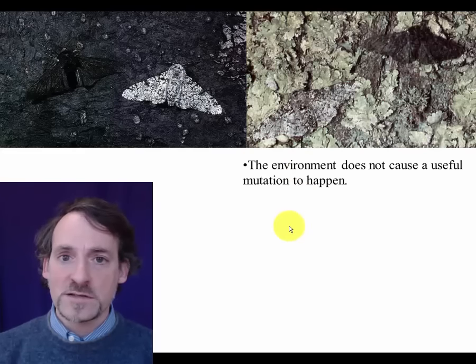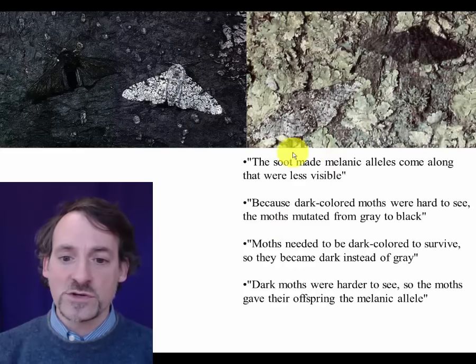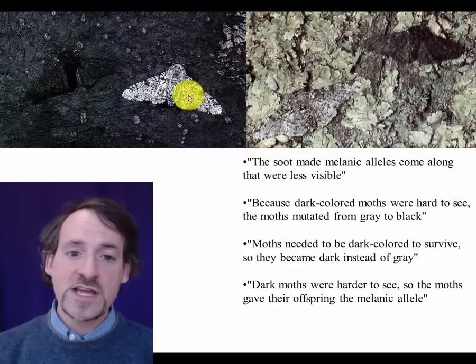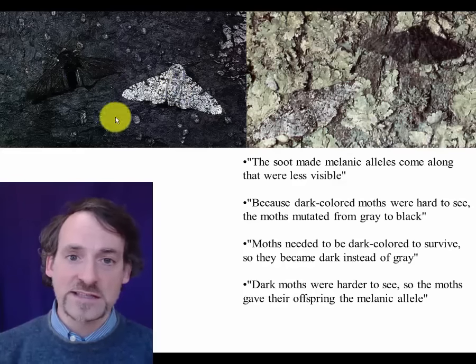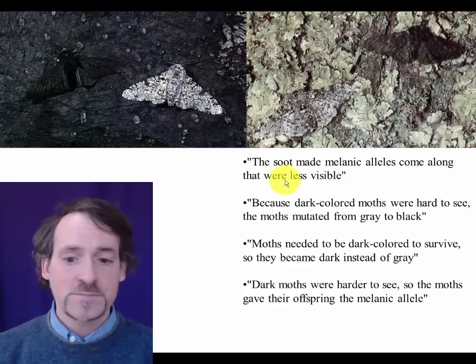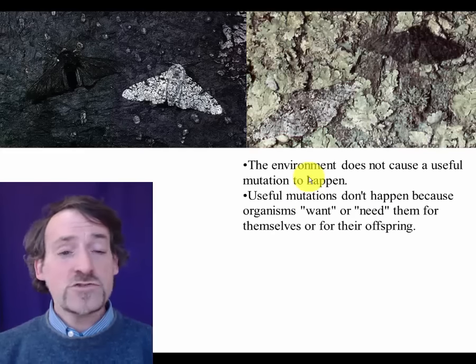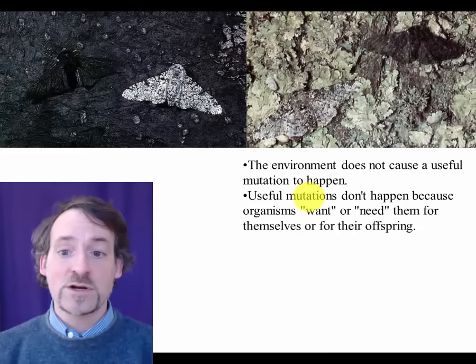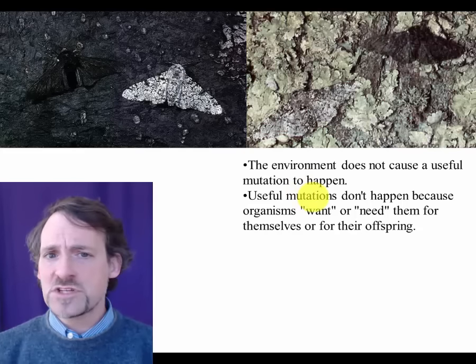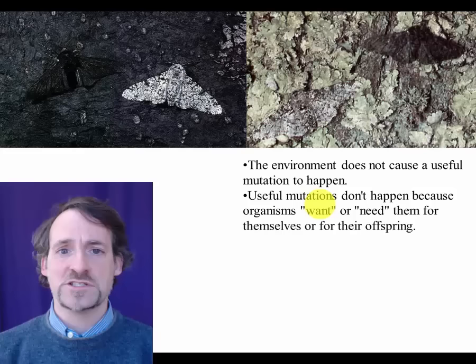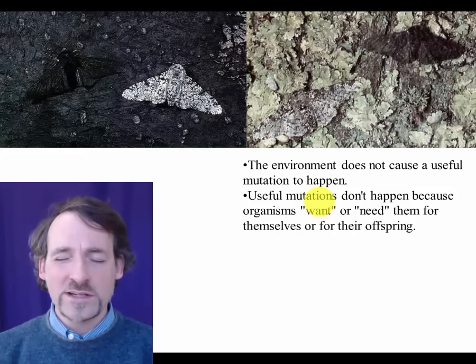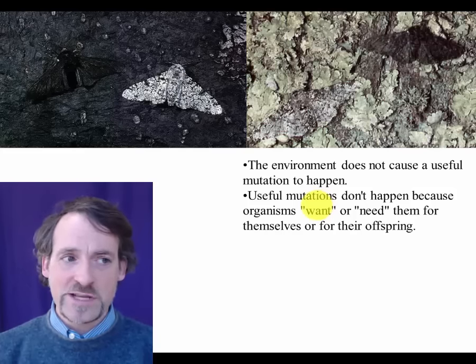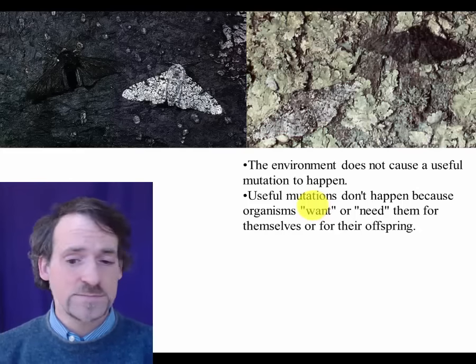The environment does not cause useful mutations to happen. Whether or not there is soot on the tree trunks, the mutation from the little a allele to the big A allele is happening at the exact same rate. Okay? Useful mutations don't happen because organisms want them, and they don't happen because they need them. Organisms don't affect the rate at which they mutate. They don't will new mutations into being. Mutations just happen. They're accidents.